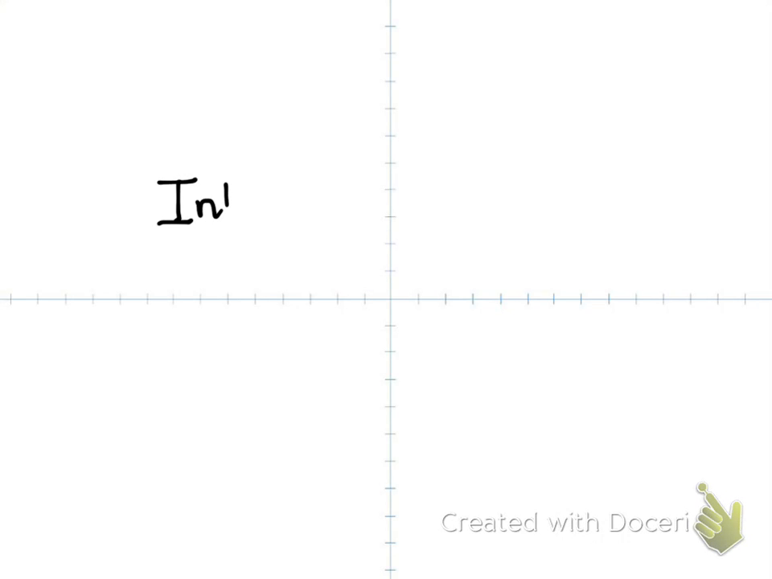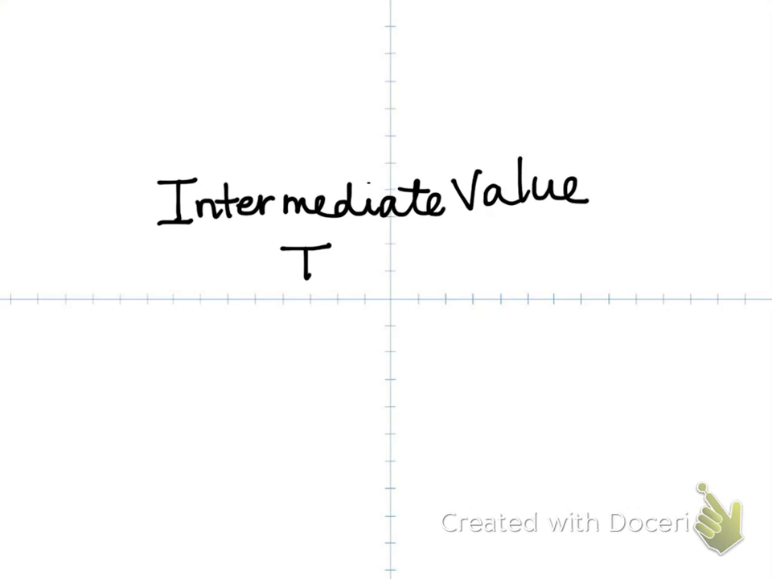The intermediate value theorem. So we're going to just draw some graphs and get some intuition about the intermediate value theorem. So let's say we've got this function that is continuous on the interval a to b.